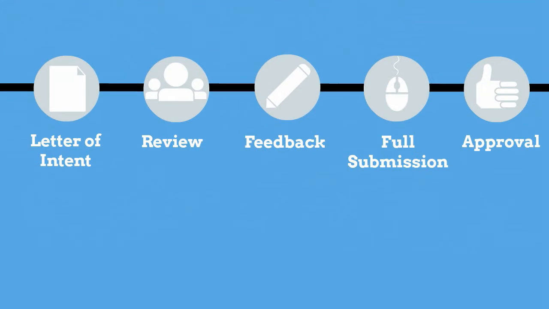2 years. The application process consists of several steps. The first step is to submit the letter of intent. The CTLC Awards Committee then reviews the letter for quality, alignment with departmental priorities, and feasibility. You will then get feedback on your letter of intent, and if successful, be invited to submit a full application.